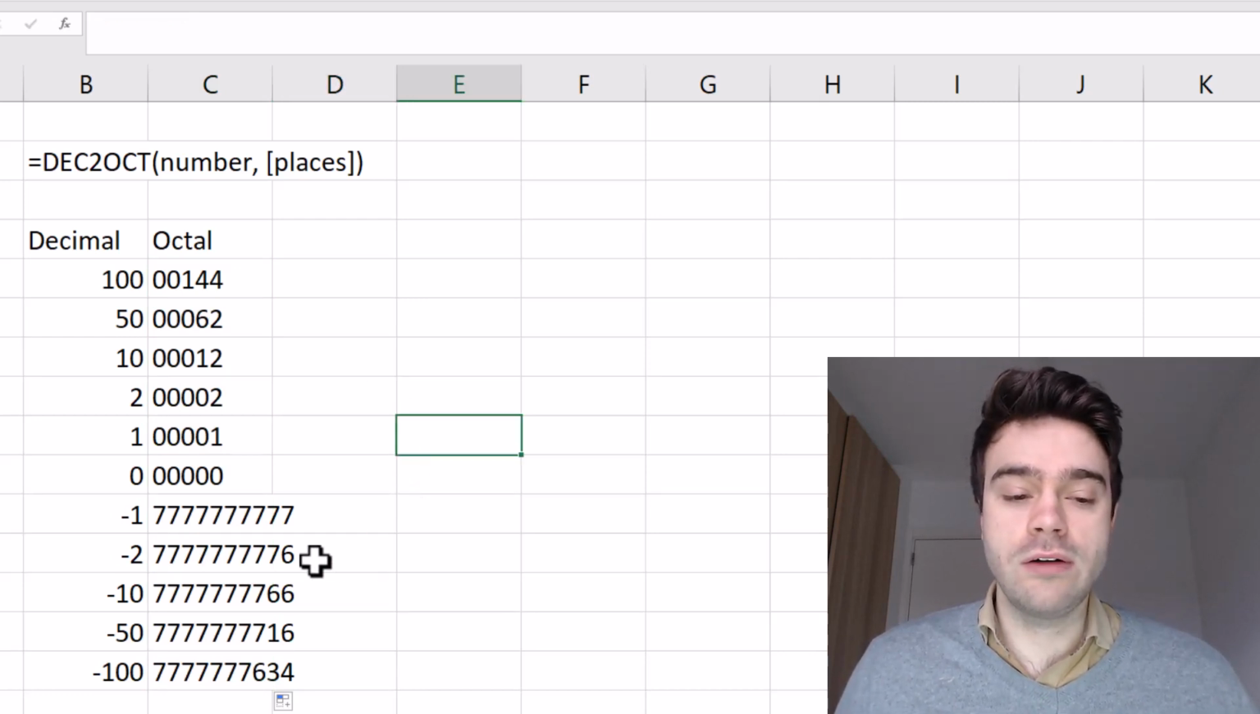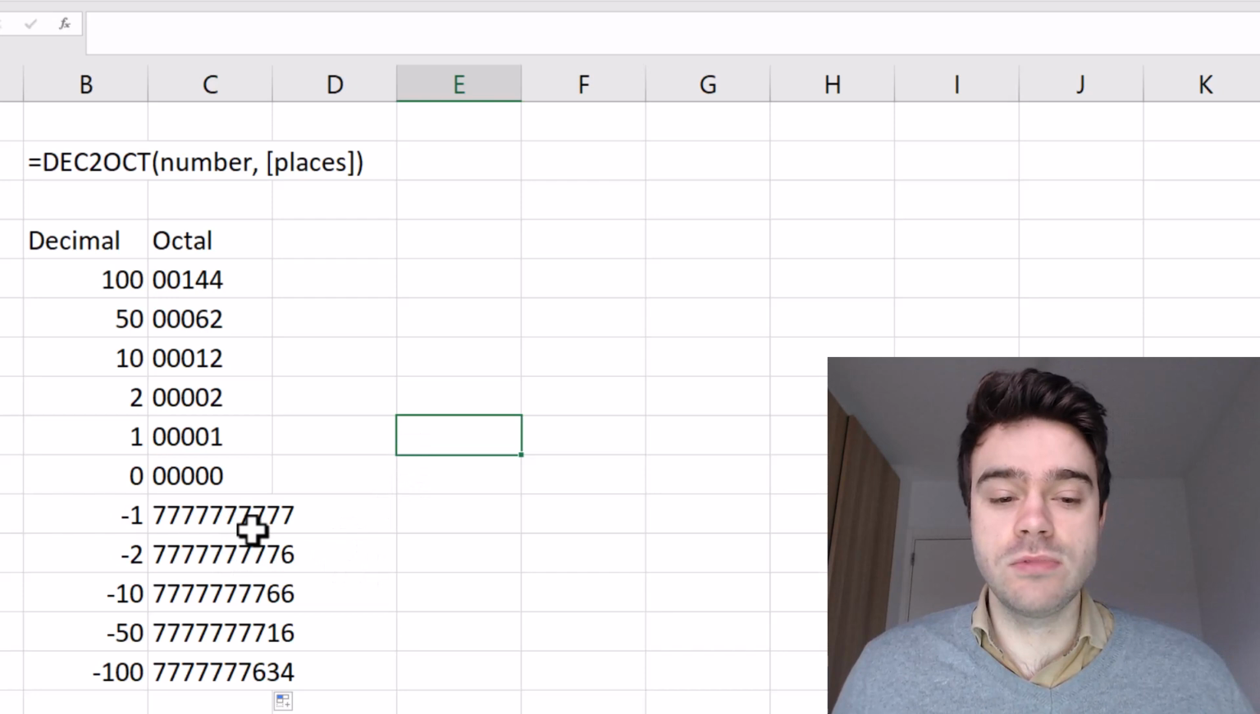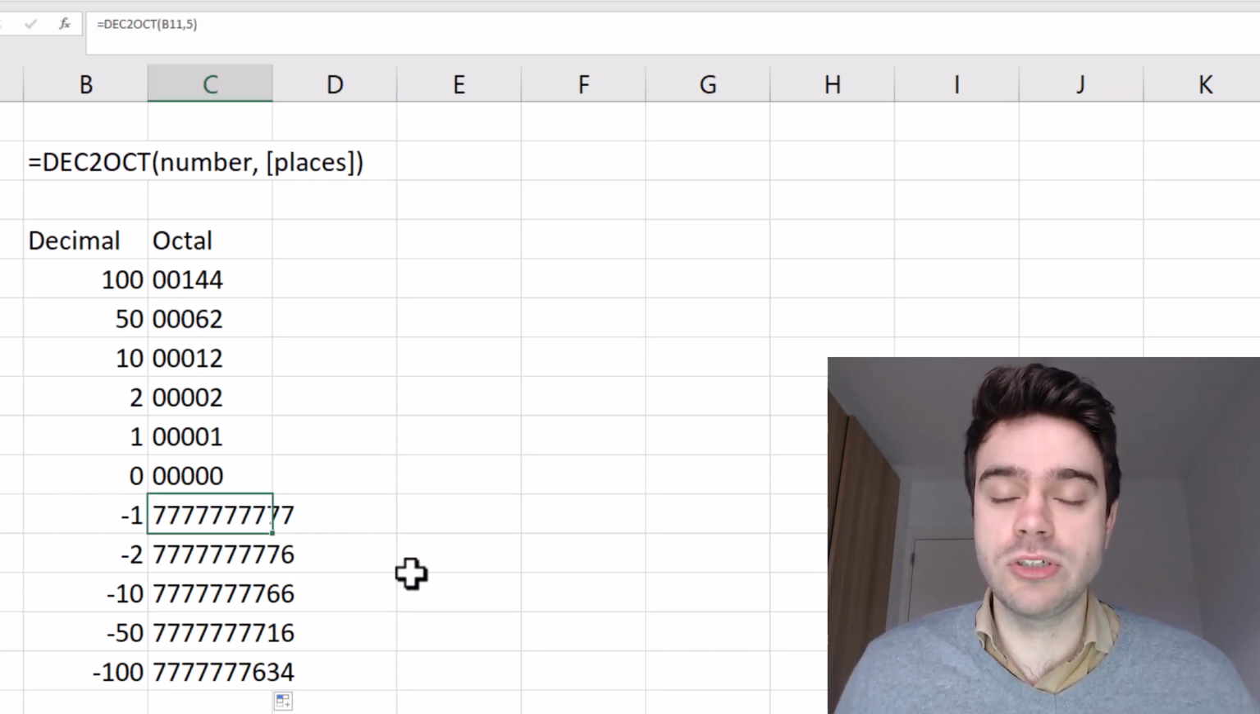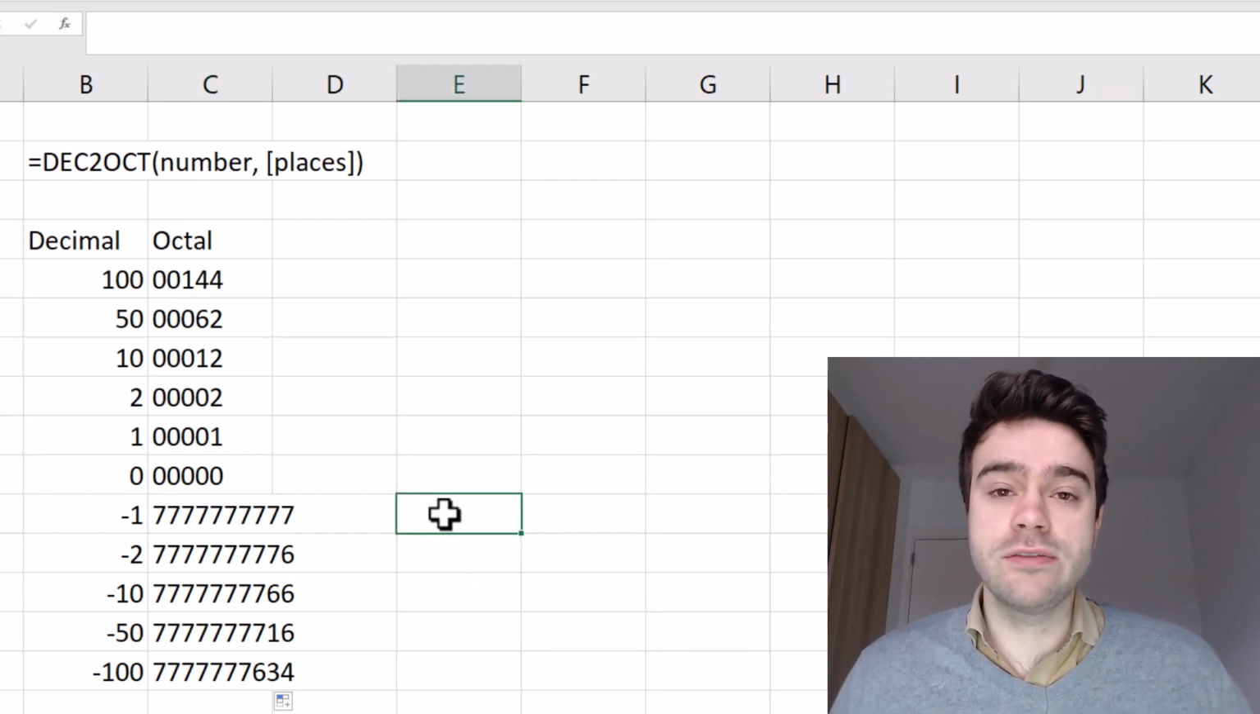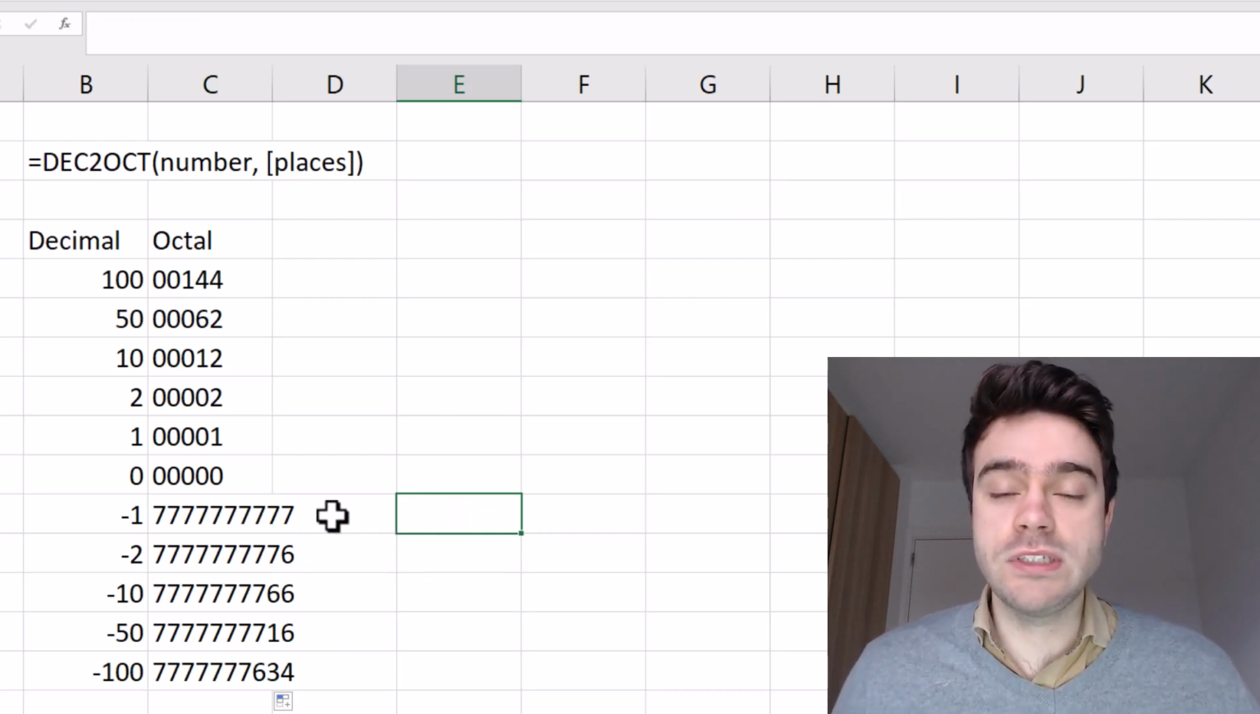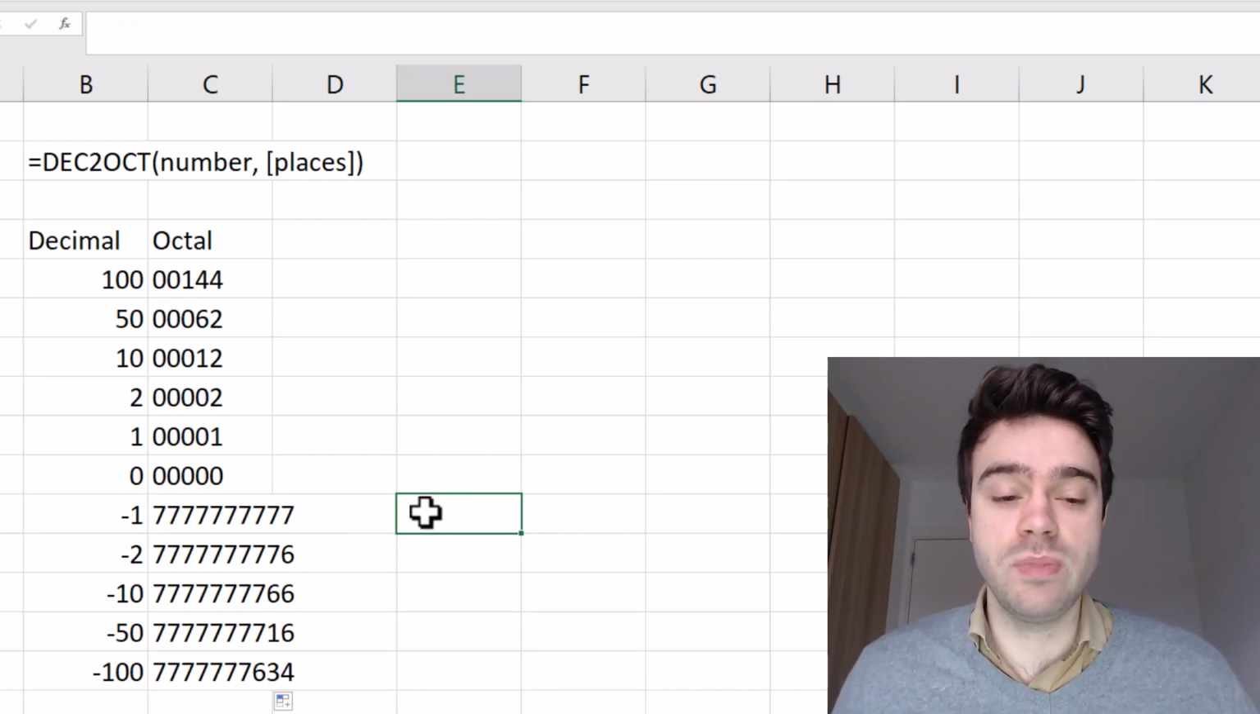Notice also how the negative numbers are represented with these very large number strings, and that's because for negative numbers we start counting down from the maximum. And since here with these negative numbers we have more than 5 places, no preceding zeros were added.